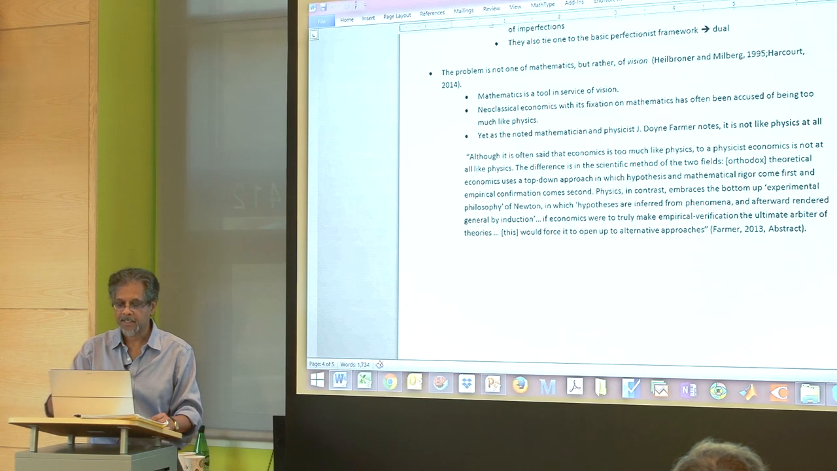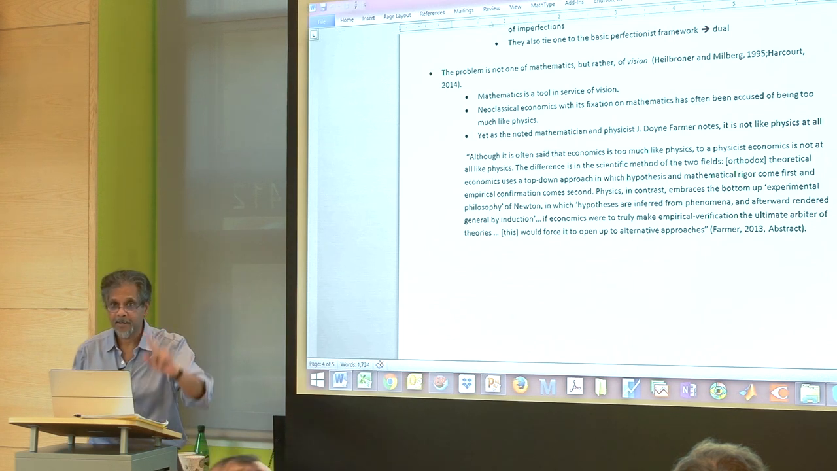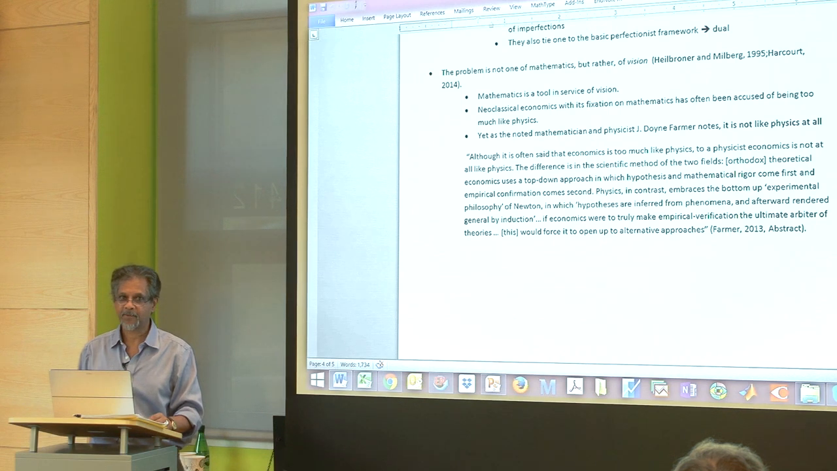So when neoclassical economics says the great virtue of neoclassicalism is that it's mathematical, that's nonsense. Other schools of thought are just as mathematical, if they need to be, but it's not the same mathematics. And then sometimes economists will tell you, well, we're sort of like physics. Don't say that with a physicist in the room, because they'll just laugh you out of the room.